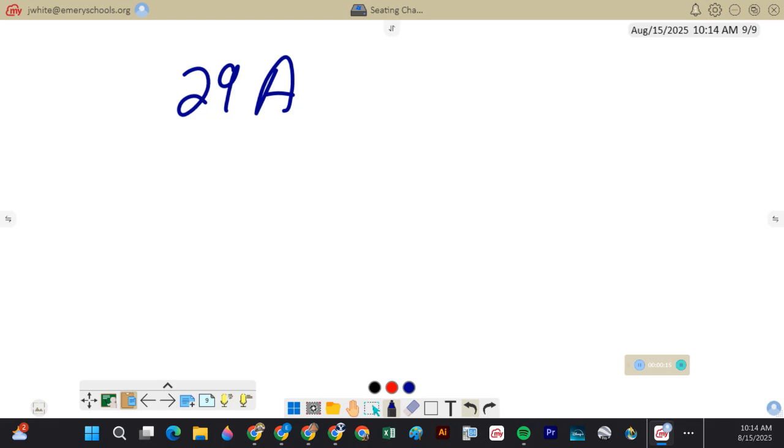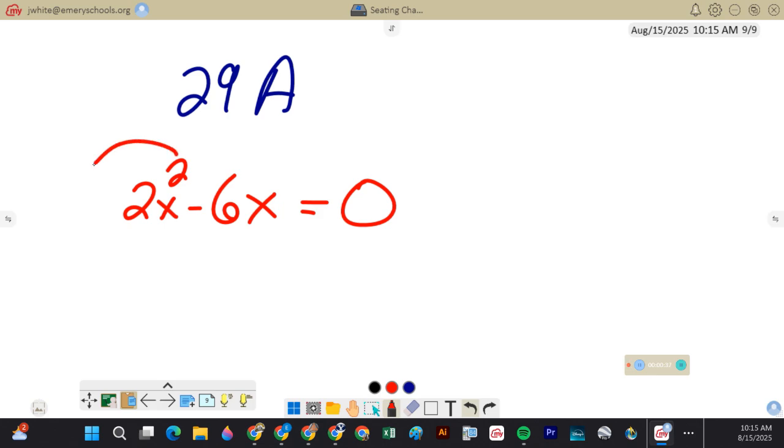We are factoring, solving by factoring. So, if I had 2x squared minus 6x is equal to 0, how do you factor that? Take out a 2 and an x. So I'm going to yank out a 2 and an x, and I get x minus 3.